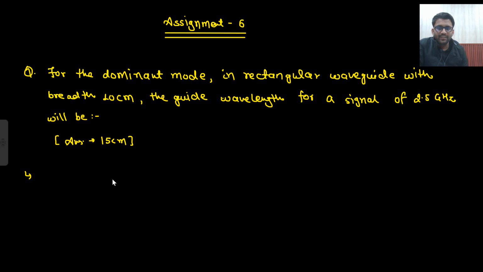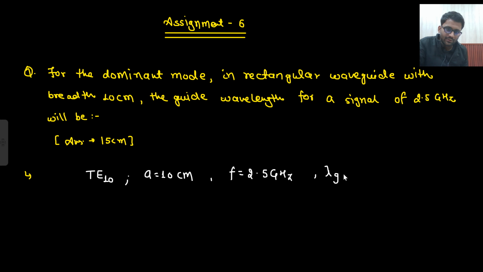First question, very easy. In dominant mode, that means TE10 mode is there. Dominant mode has been mentioned, so it is TE10 mode. Breadth is given, that means A value is given, that is 10 centimeter. The guide wavelength for a signal of 2.5 gigahertz, that means frequency is given 2.5 gigahertz. And what you need to find? You need to find lambda g. So whatever is given, you write down, and whatever you need to find, you write down. So lambda g I need to find out.